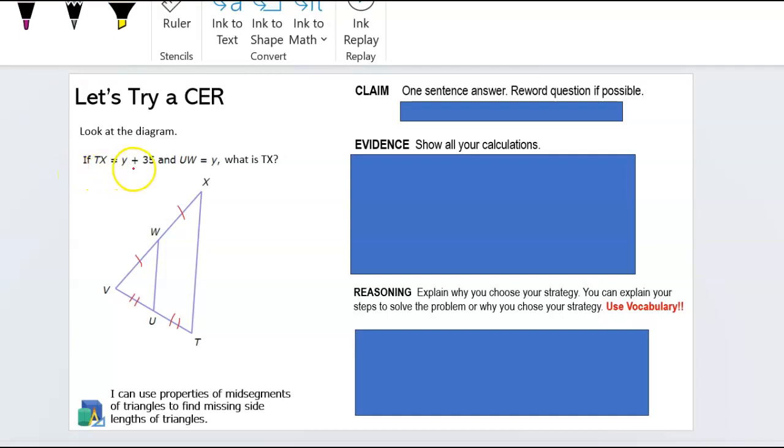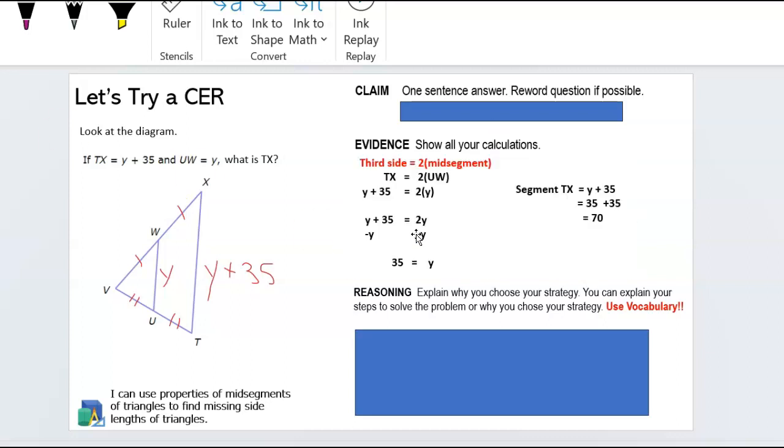So it's telling me TX is y plus 35. So where TX is, I'm going to write y plus 35. And then it's telling me UW is y, so I'm just going to put a y right here where UW is. And so now I could see where each piece goes on the triangle. I think it will be more clear. So now I want to go ahead and answer the CER. However, I can't answer it yet. I first need to do my evidence, or I have to work out all of my calculations. So I'm going to do that part first.